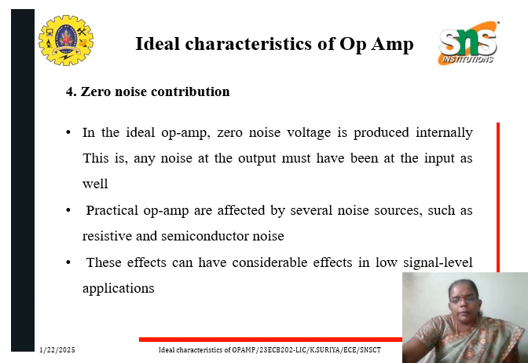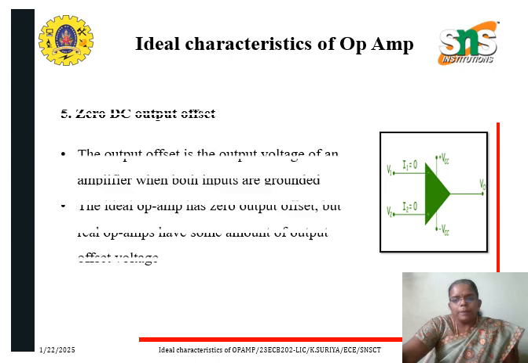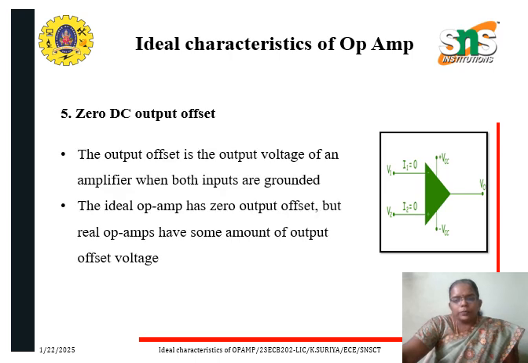In ideal op amps, zero noise voltage is produced internally. Any noise at the output must have been at the input as well. Practical op amps are affected by several noise sources such as resistive and semiconductor noise. These can have considerable effects in low signal level applications.